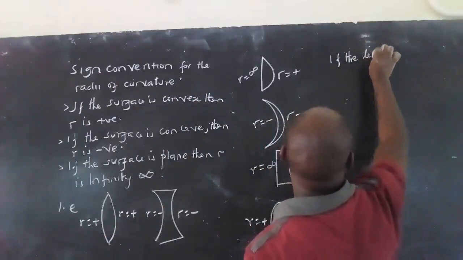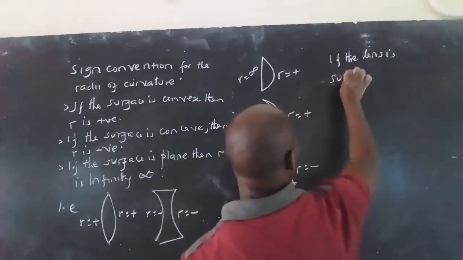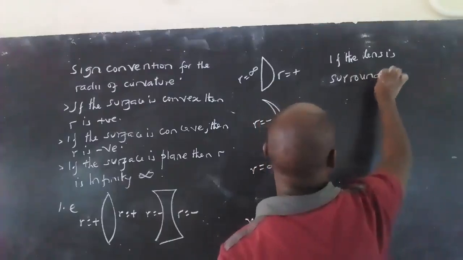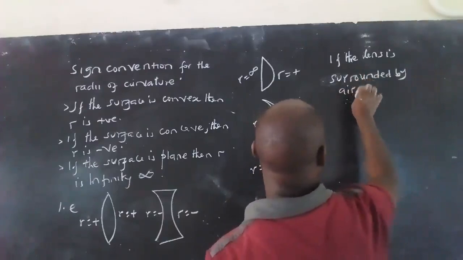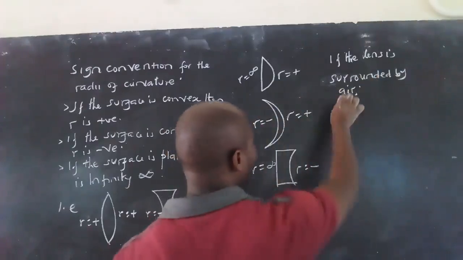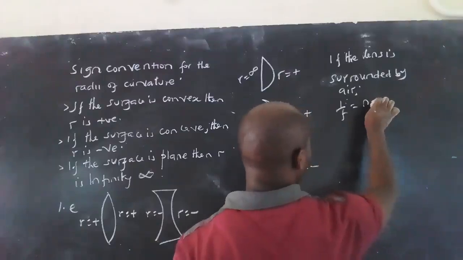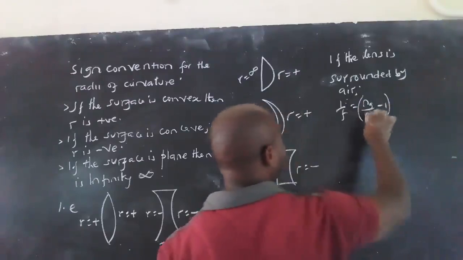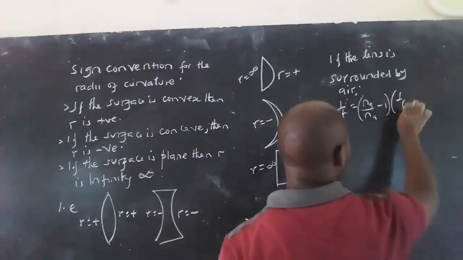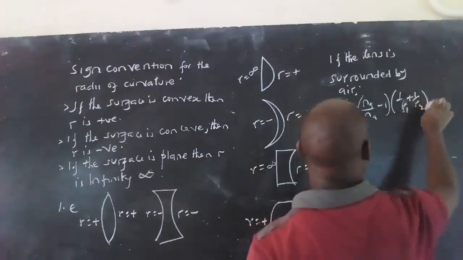And if the lens is surrounded by air, then we shall get 1 over f is equal to N glass over N air minus 1 times 1 over R1 plus 1 over R2.